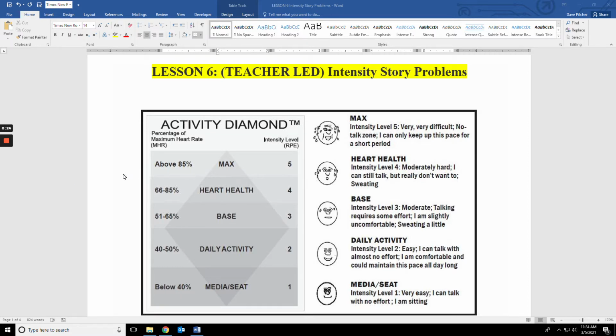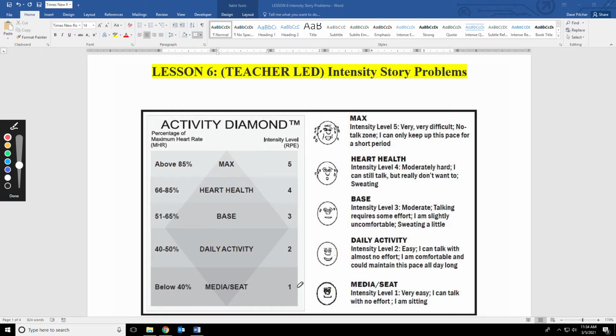First off, we see the intensity chart. There are two sides to the intensity chart. This chart will be used to complete the next three story problems. The left side gives you a percentage based off of your percentage of your maximum heart rate. The right side doesn't use percentages but does give visual pictures to illustrate the intensity level.